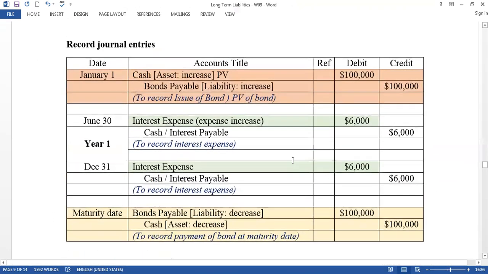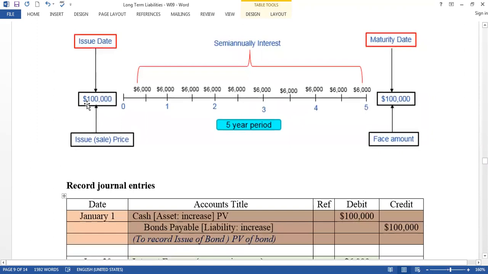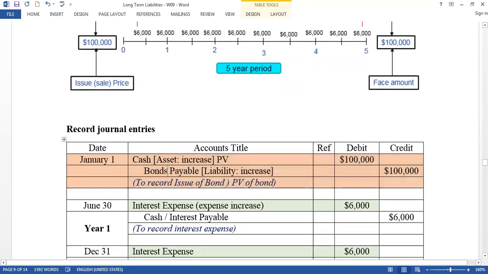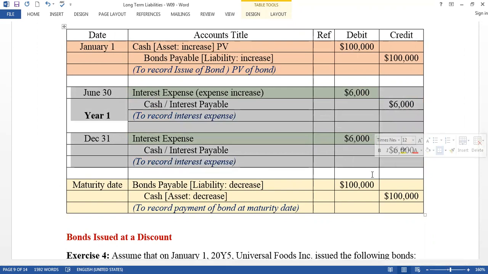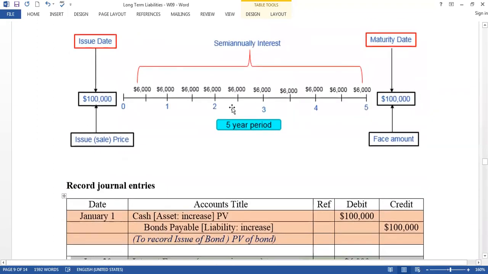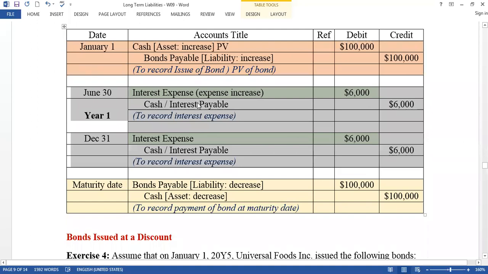So we record the journal of the issue date, okay? That means we are here. What is the journal of the issue date? Then in the middle part, what is the journal of interest expense? In this middle part, year one, year two, year three, year four, it is the same journal because every year we are going to pay this money. So I'm not going to show you this journal again and again.